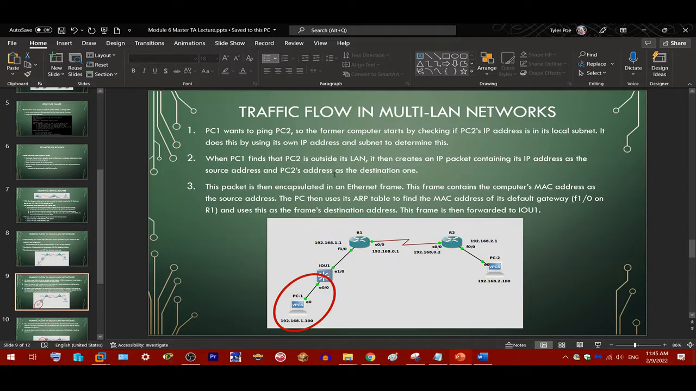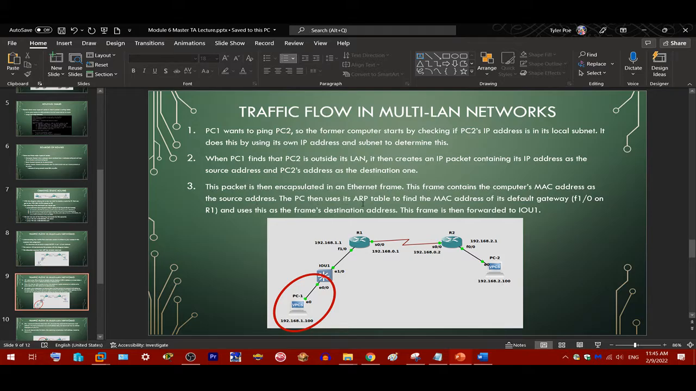So you've already heard about this in other lectures, but basically packets are encapsulated into Ethernet frames. And that's how they go from one device to another. And that even includes routers, as we'll soon find out in this demonstration. This packet from PC1 is then encapsulated in an Ethernet frame. This frame contains the computer's MAC address as the source address.